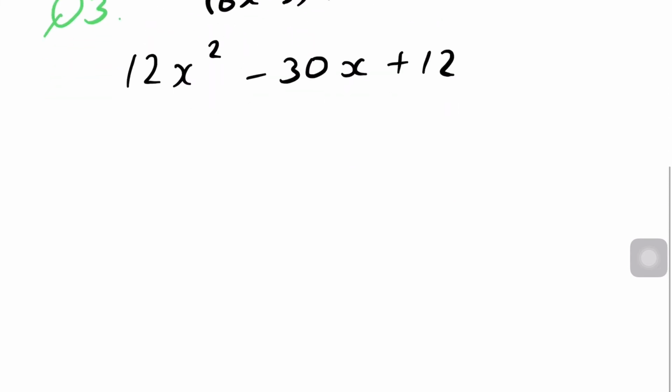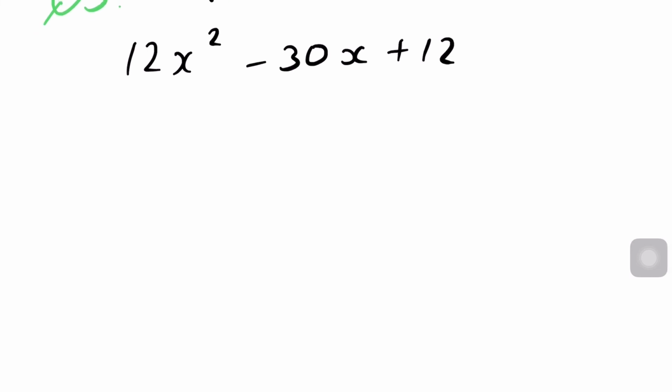Right, final question. Pause the video now and try to do this yourself, and then we'll go through it. Okay, so 12x squared can be split into 3 and 4. And then the last 12 we can't split up into positive numbers, okay? Because we have a negative sign here. So we're going to have to split this up into a negative number and a positive number.